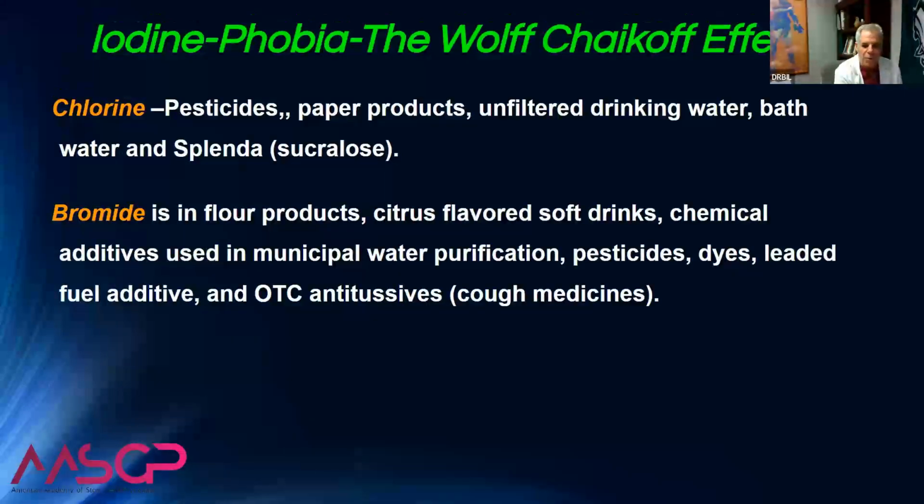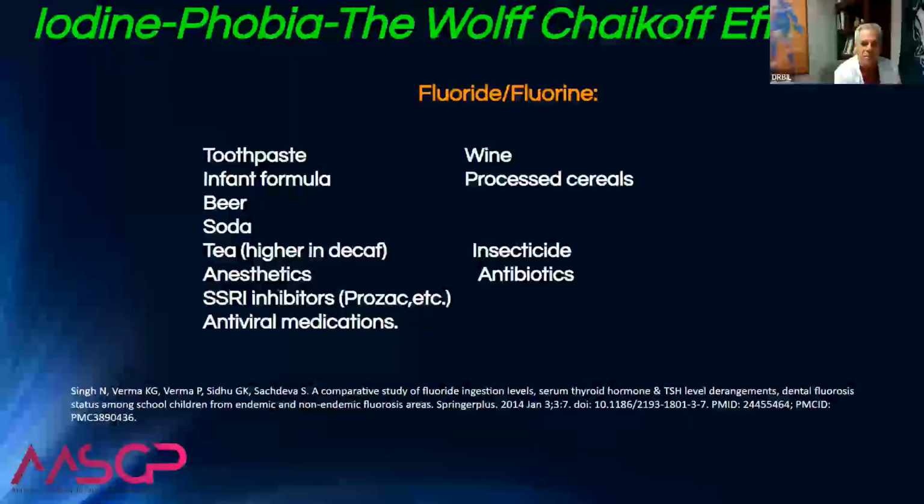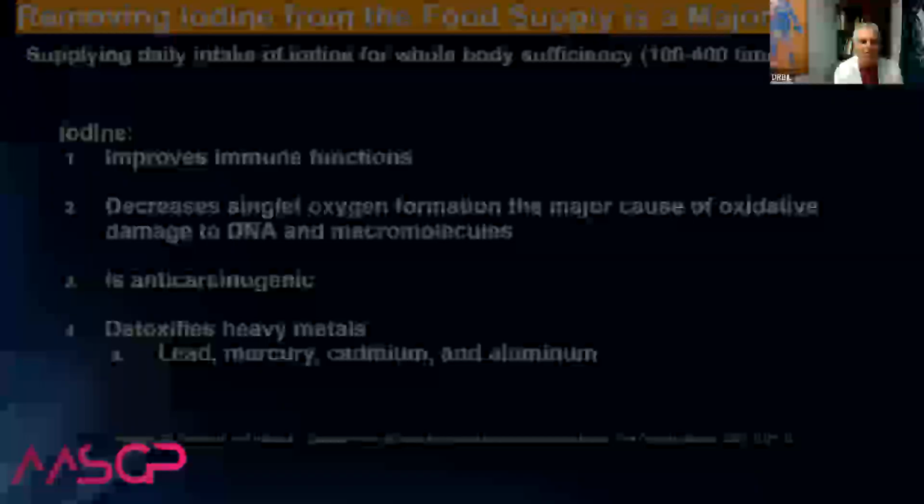Chemical additives were put in the municipal water supplies, pesticides, dyes, lead fuel additives, and over-the-counter cough syrups. Fluoride is in all of these things: toothpaste, infant formula, sodas, teas, wine, insecticide, SSRIs, and antiviral medications.